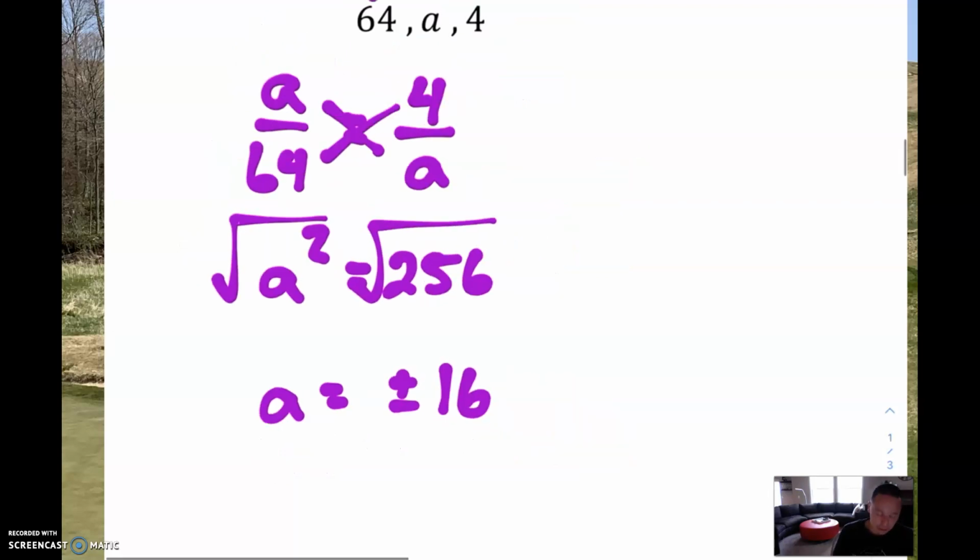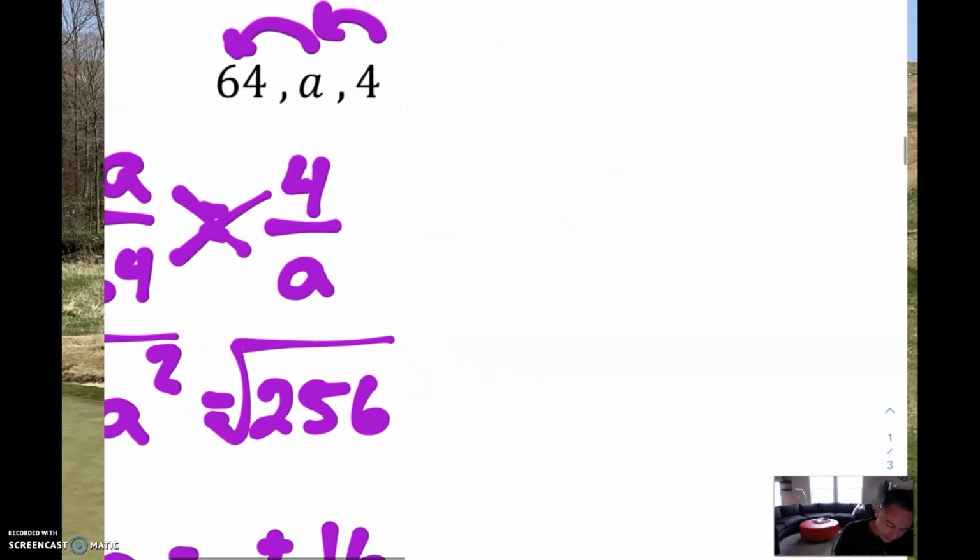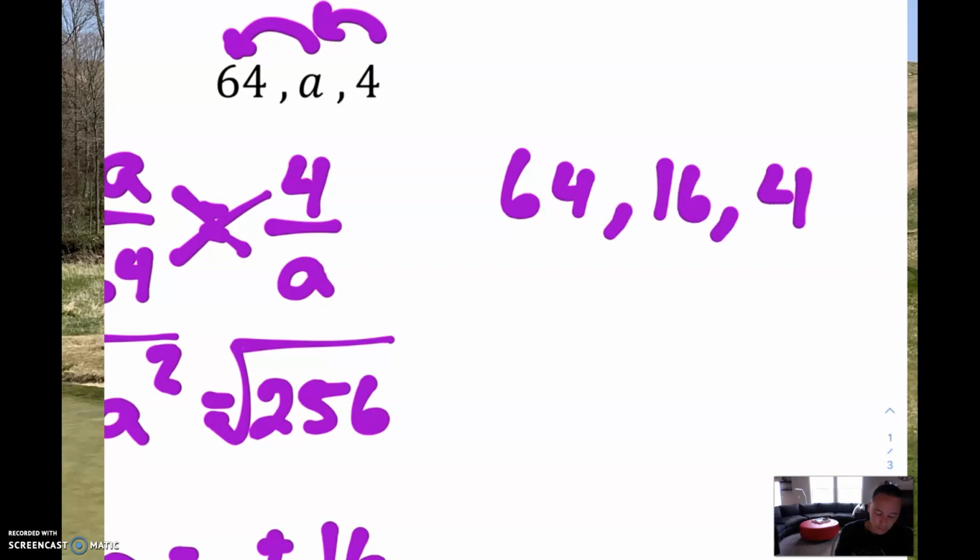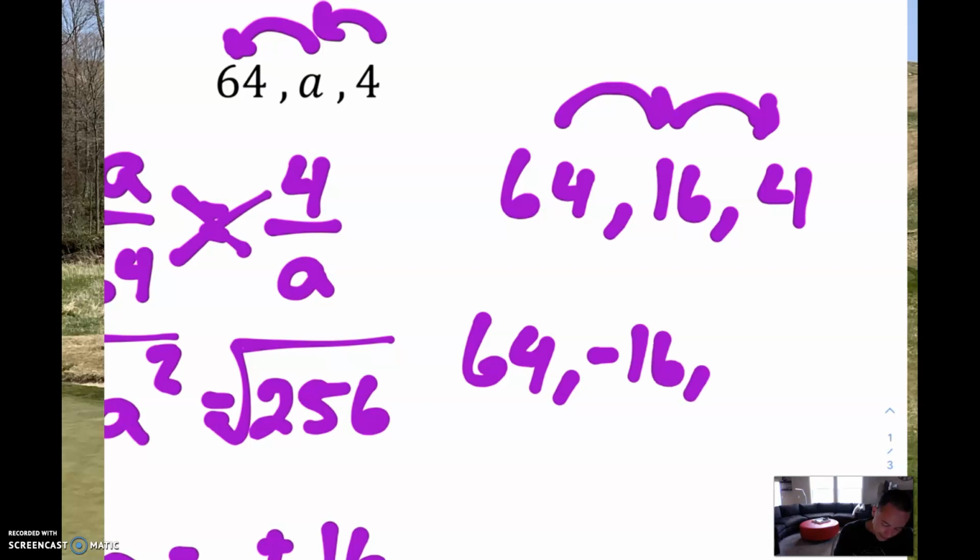So you can always double check your work. Let's see what happened here. We take 64, 16, and 4. To get from one term to the next, it's multiplying by 1/4. Times 1/4, and you get 4. It could also be a negative 16. So we start with 64, negative 16, 4, because if you multiply by negative 1/4, you get negative 16. Times a negative 1/4, it still ends up as a positive 4.